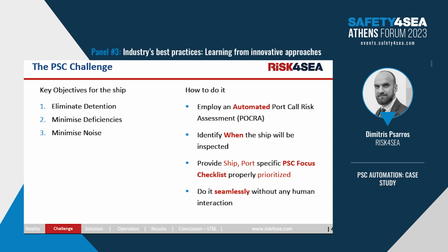How did we do it? We employed an automated port of call risk assessment. We can assess every single call of each vessel globally. We can identify when and where the vessel will be inspected with a guess rate of around 95%, and we provide specific checklists to the vessel based on the segment and the port that the vessel will call. And the whole process is seamless without any human interaction. I will explain more about this automation tool later.